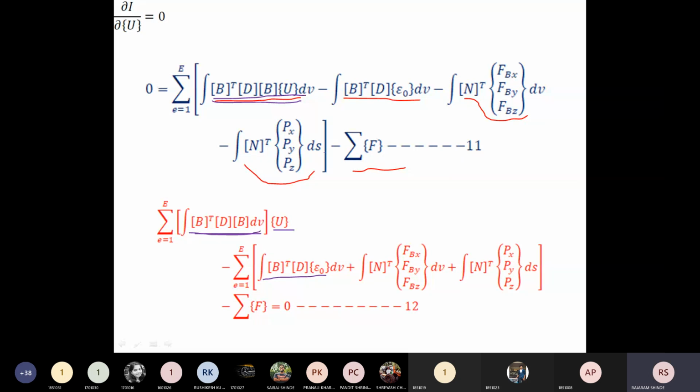Okay, now this term, I have combined all the negative terms here, that is, b transpose d epsilon 0 dv, n transpose this body force matrix over dv, n transpose pressure load over the surface, and f is equal to 0. Can you get this equation number 12? See, here I have not done anything, just from the first term I have taken the u term out of the integration. Any doubt in this equation number 12?